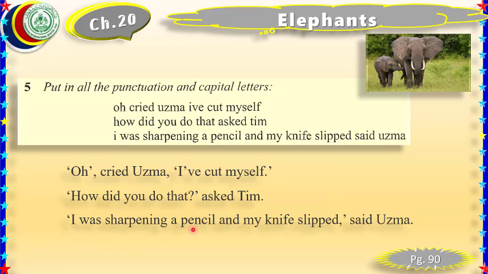"I was sharpening a pencil and my knife slipped." This whole will be written in inverted commas. Inverted commas begin. Inverted commas close. Here will be a comma, said Uzma, full stop. After Uzma, full stop. And U of Uzma will be capital because this is the first letter of the name.